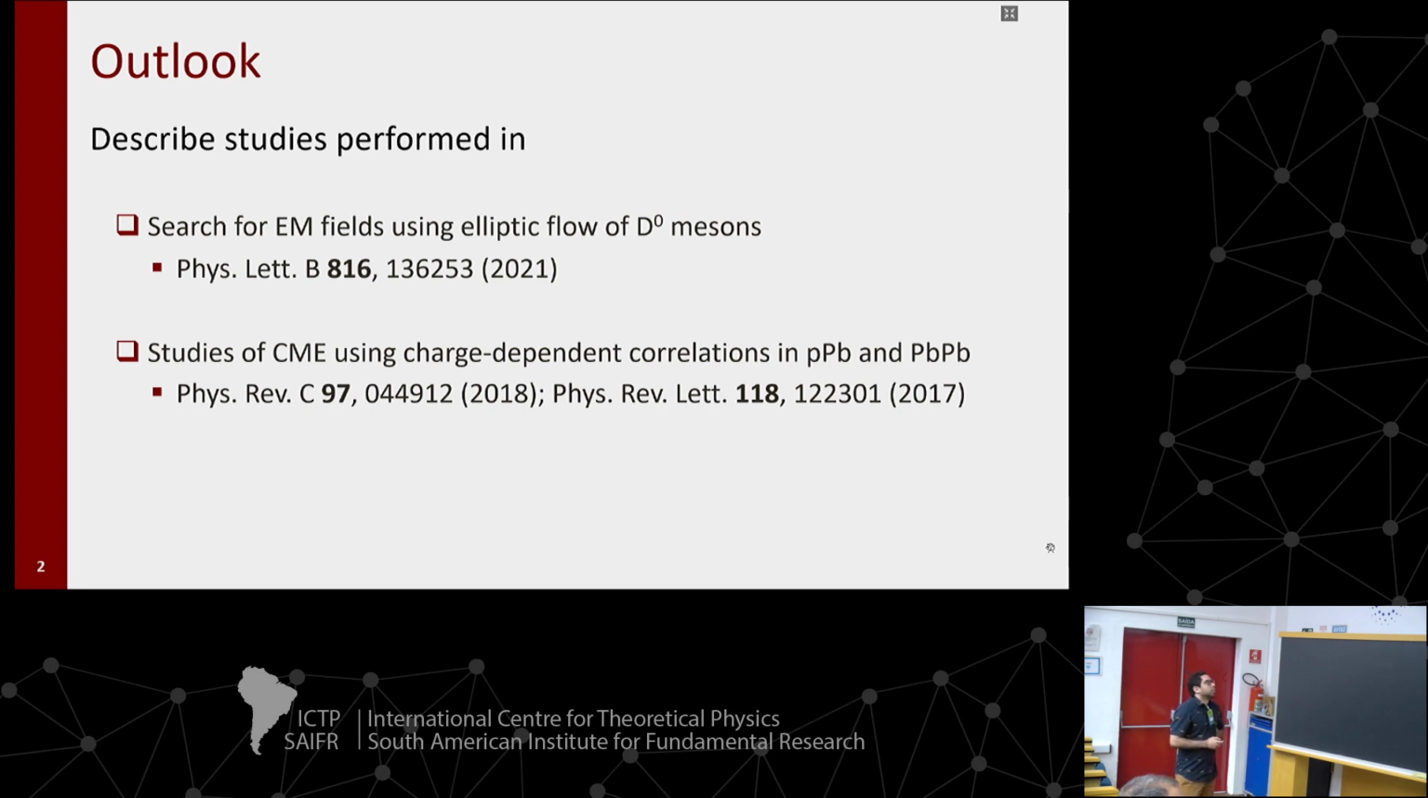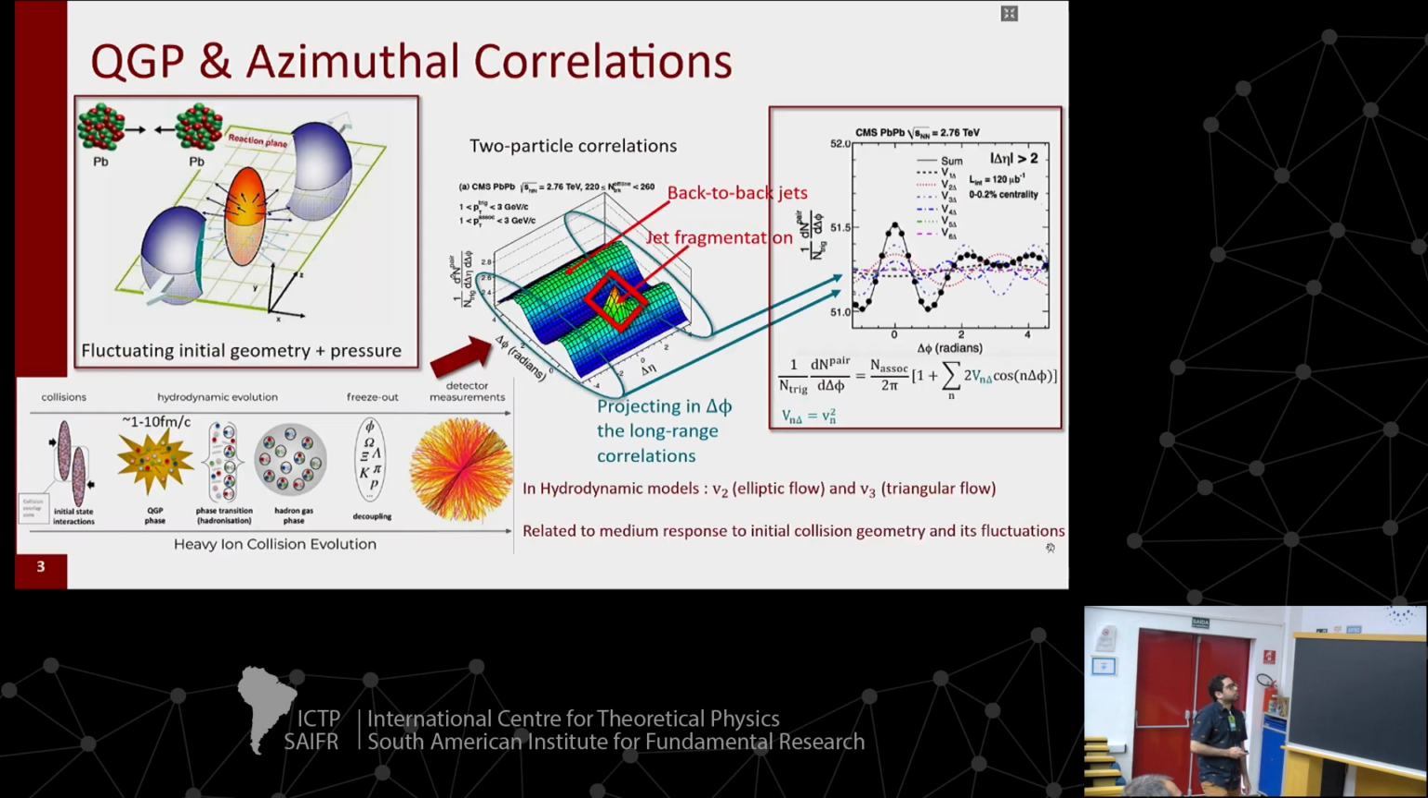First, I will start with a search for electromagnetic fields using elliptic flow of the D0 mesons. Actually, in the case of the elliptic flow, it will be a kind of search for Coulomb fields caused by the collision participants. And then afterwards, I will show some details on the analysis of the CME search in the CMS, based on these publications.